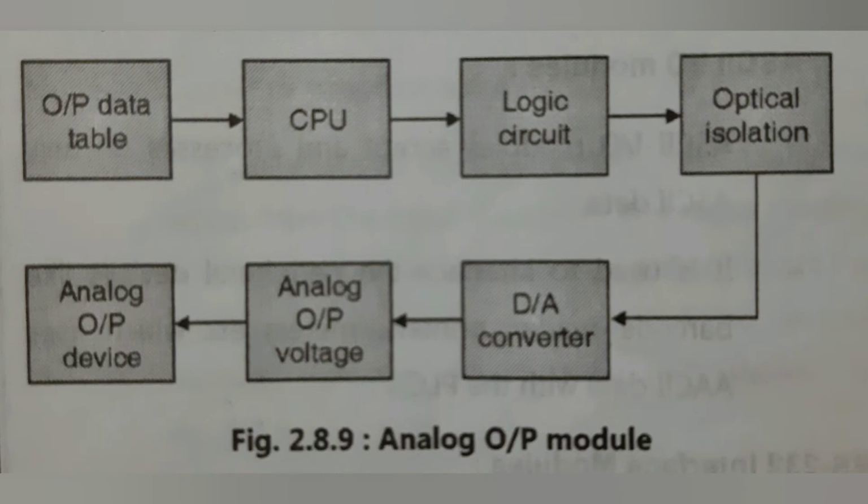This on-state or off-state signal is then given to the optical isolation circuit. Optical isolation circuit will isolate low voltage signal of CPU and high voltage output field devices. A digital signal from optical isolation circuit is converted into equivalent analog signal by digital to analog converter. The output of D2A converter is either analog voltage or current, which is then given to drive analog output device.